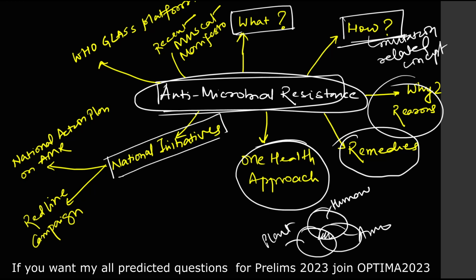Guys, then what you need to prepare is the national initiatives which have been launched by the Government of India in order to contain this antimicrobial resistance. Here, I would like to tell you that you need to prepare the National Action Plan on Antimicrobial Resistance, AMR, and you need to prepare the Red Line campaign.